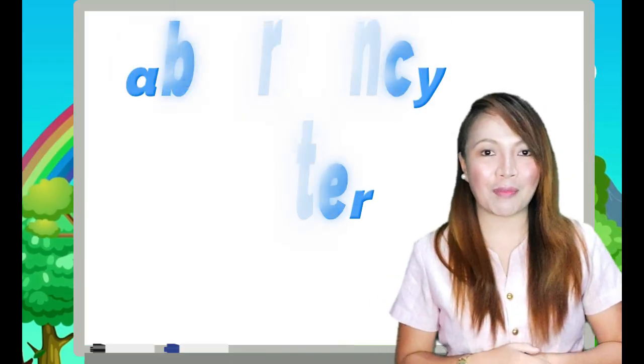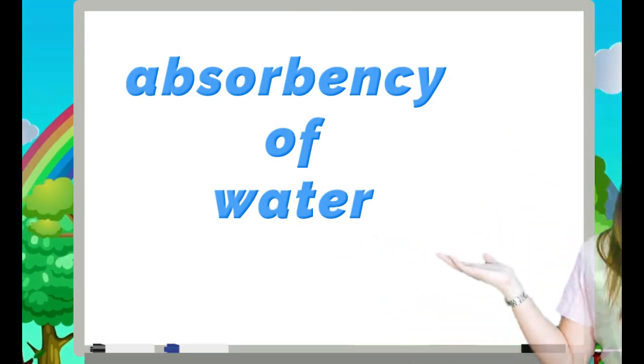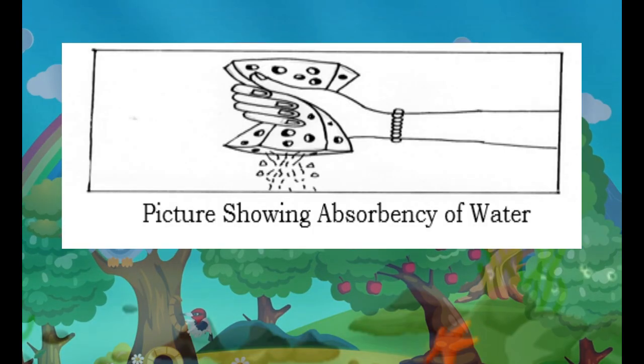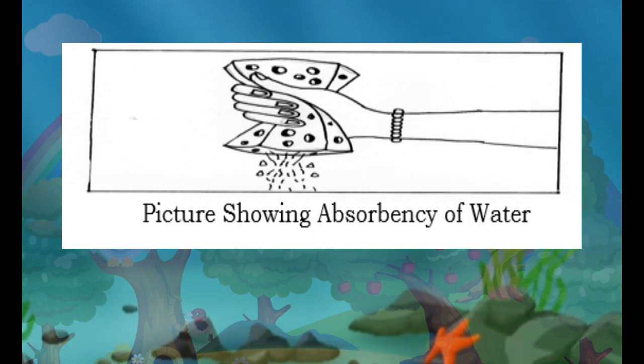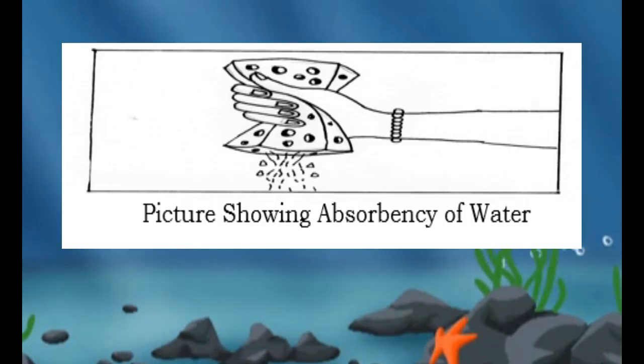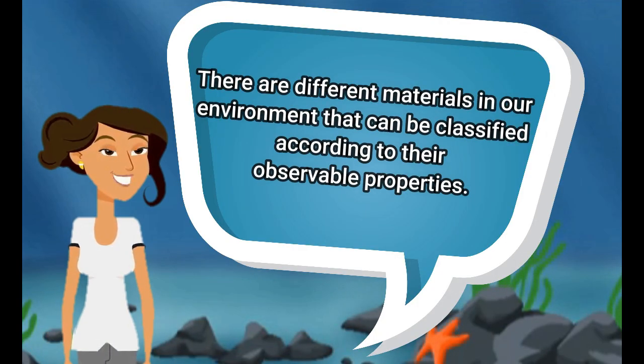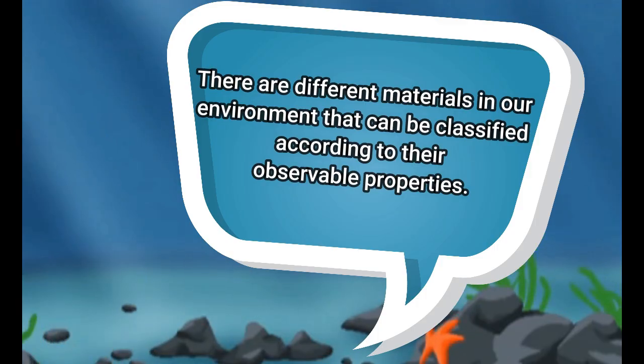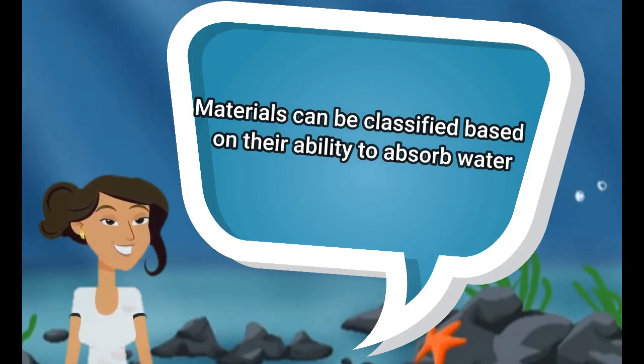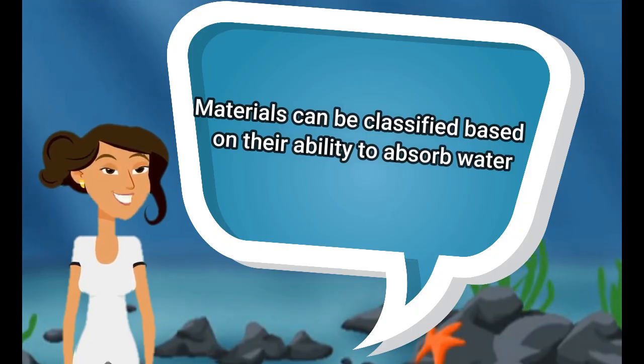Now let us know more about absorbency of water. This is a picture showing absorbency of water. What do you think is this picture? Yes, you're right. This is a sponge. There are different materials in our environment that can be classified according to their observable properties. Materials can be classified based on their ability to absorb water.